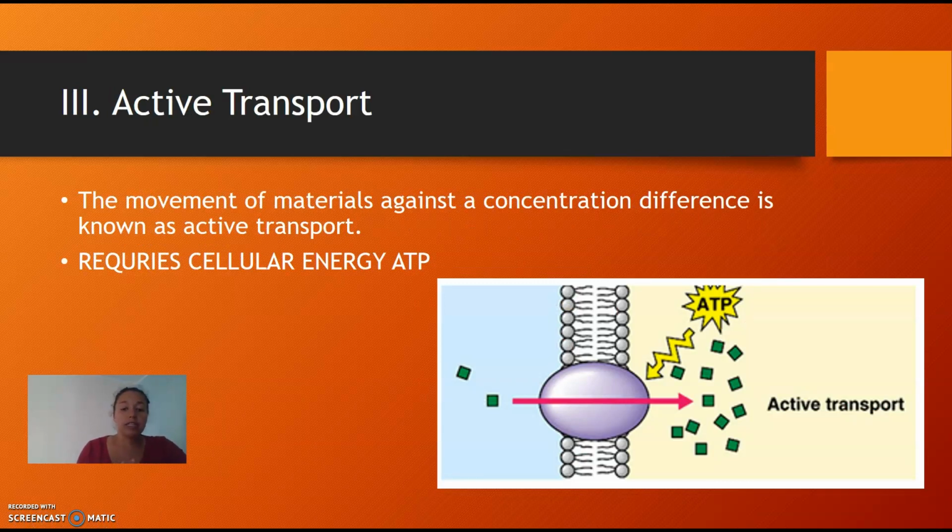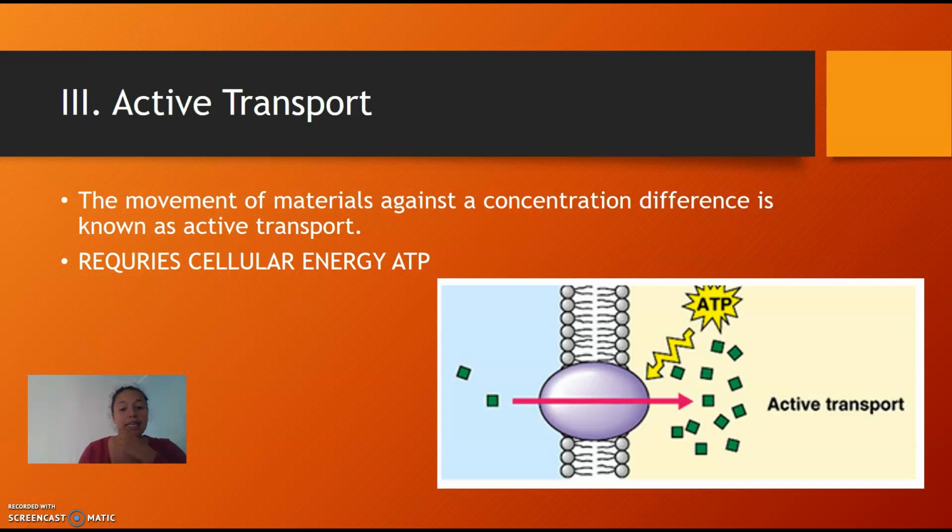Okay, so the three types of passive transport we just had: normal passive transport, facilitated, and osmosis, and now we're going to go to active. Passive transport means there's no ATP needed. You don't need energy. Everything is flowing from high to low. So it's a natural gradient.